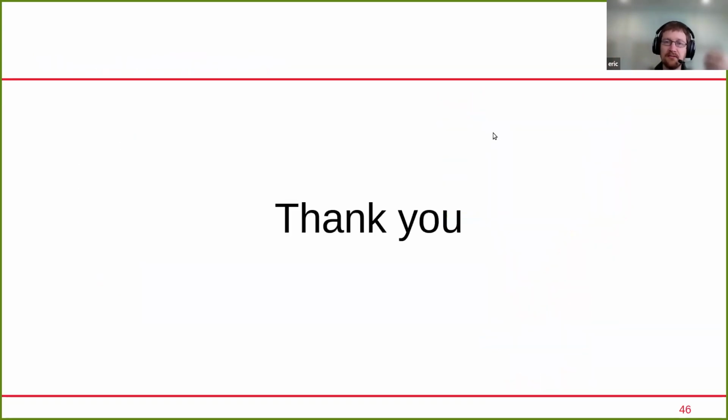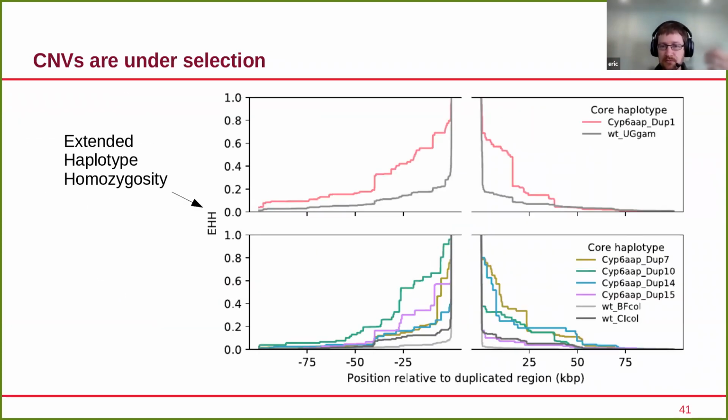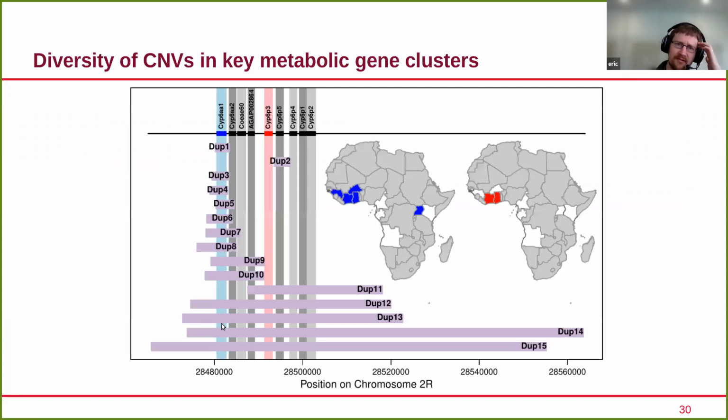So what we did, for example, for the extended haplotype homozygosity, and the reason why there is this gap in the middle of the plot here, and the reason why these have been split into left and right instead of looking at the whole haplotype, is that we exclude the whole region that has CNVs in them. So for example, in CYP6AA1, we excluded the entire region covered by CNVs, and we looked to the left and to the right of those regions, kicking out all of this.